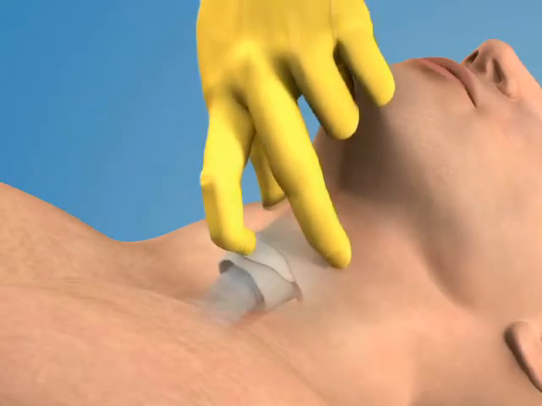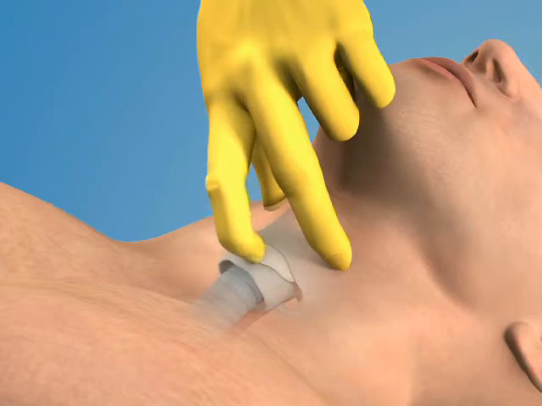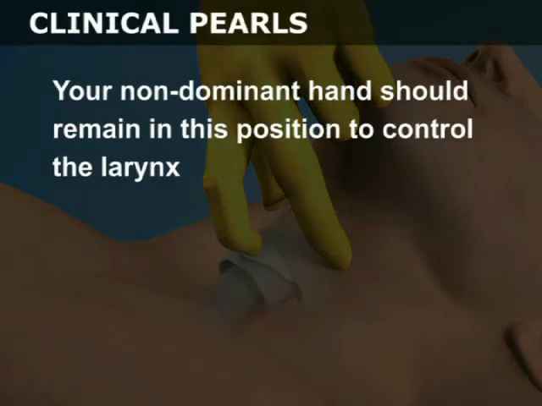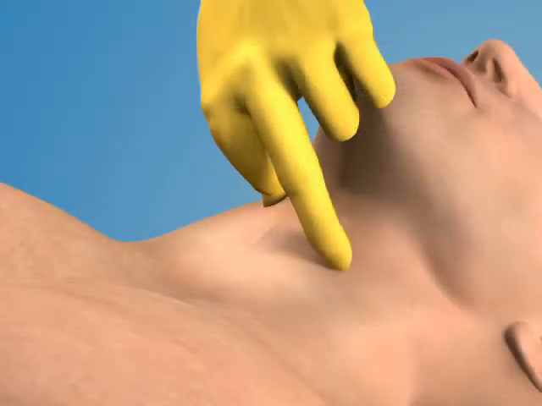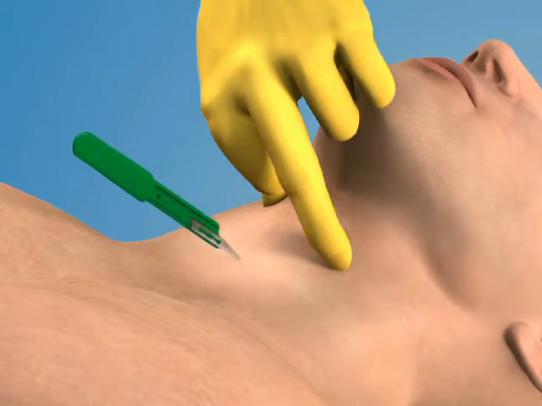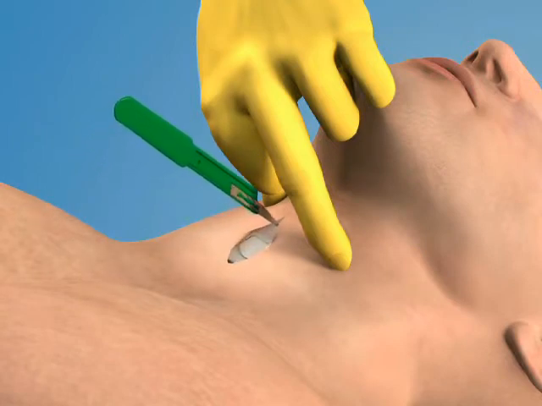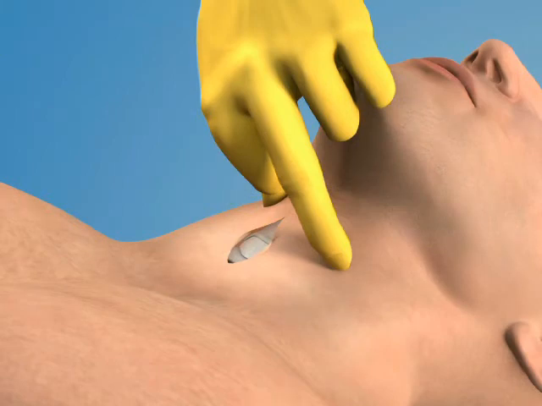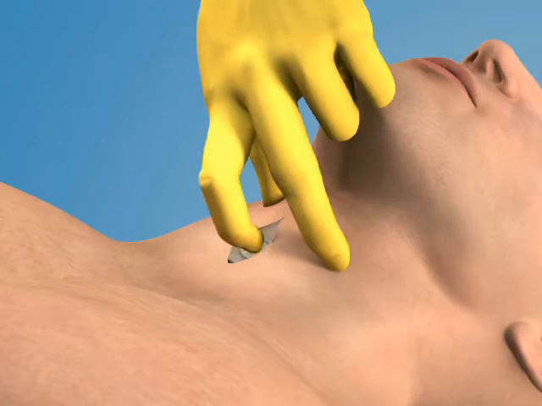Stabilize the larynx with your non-dominant hand by grasping the sides of the thyroid cartilage with your thumb and middle finger. Use your index finger to palpate the depression over the cricothyroid membrane. Your non-dominant hand should remain in this position to control the larynx. Use the 11-blade scalpel to make a 2 to 3 centimeter vertical incision through the skin and subcutaneous tissue overlying the cricothyroid membrane. Use the index finger of your non-dominant hand to palpate the membrane through the incision.